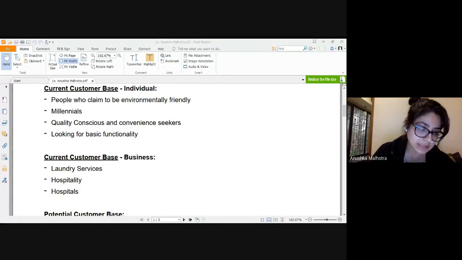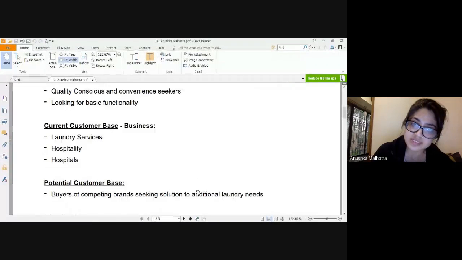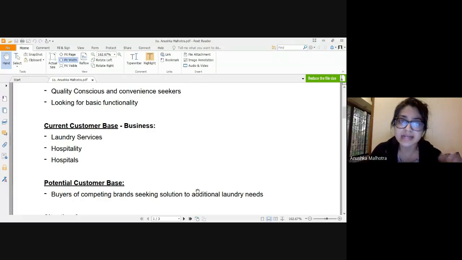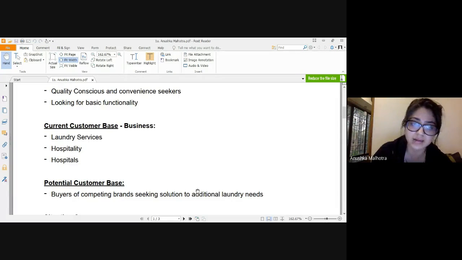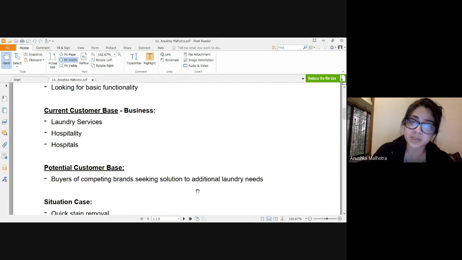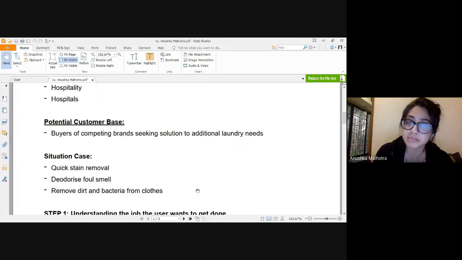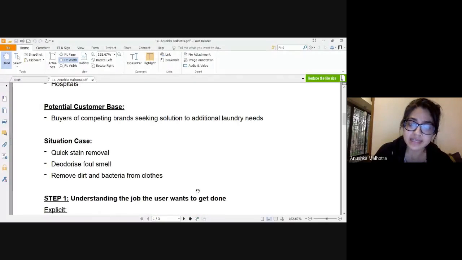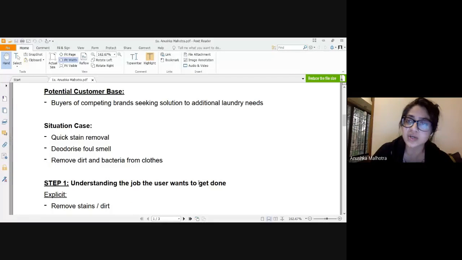Then we're also looking at businesses, which are laundry services, hospitality, and hospitals. So these are basically the B2B sector that an ideal detergent brand would be looking at. We are also focusing on the potential customer base, the buyers of competing brands who are seeking a solution for their additional laundry needs. The situation case I've identified is the basic functionality: quick stain removal, deodorizing foul smell, and removing dirt and bacteria from the clothes. That is the basic functionality that any individual would be looking at.